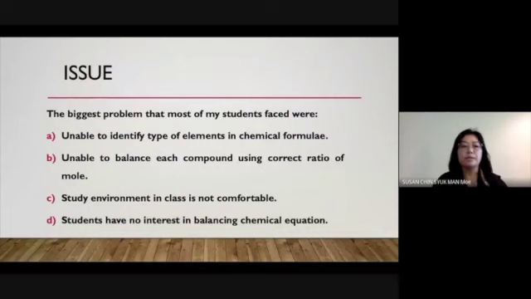What is the issue? The biggest problems that most of my students faced were, number one, they are not able to identify type of elements in chemical formula. Number two, they are not able to balance each compound using correct ratio of mole. Number three, the study environment in the class is not comfortable. And number four, students have no interest in balancing chemical equation.